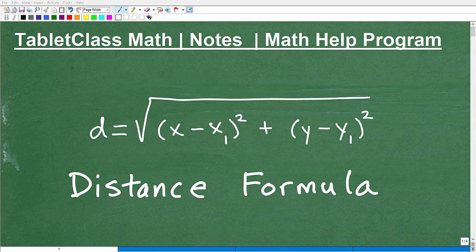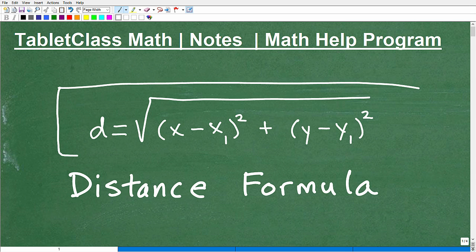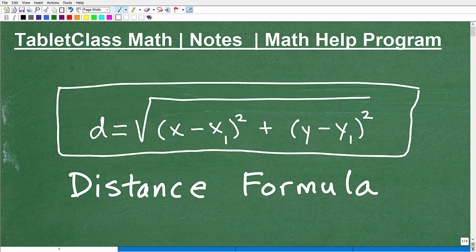Okay, let's talk about the distance formula. And this is the distance formula right here. And of course, if you are watching this video, I assume you're interested in the distance formula. It's a very, very important formula. It looks more complicated than it really is in terms of how to use it.